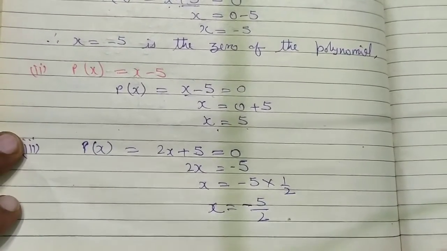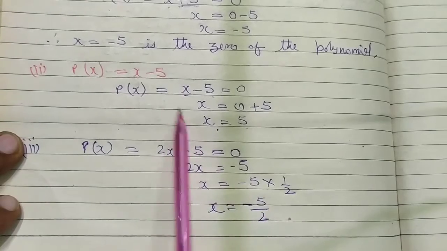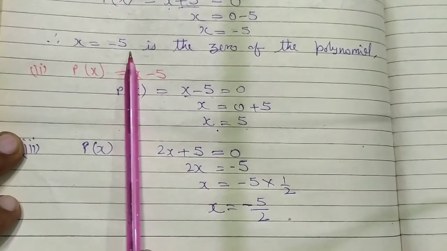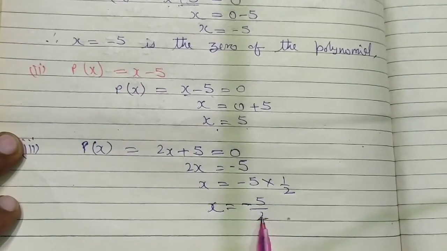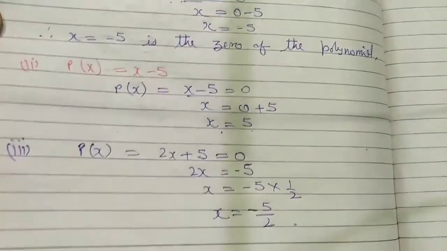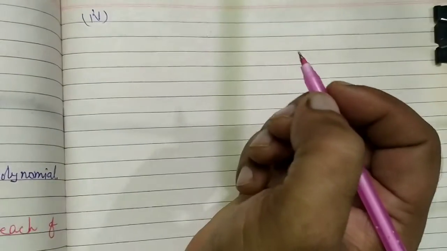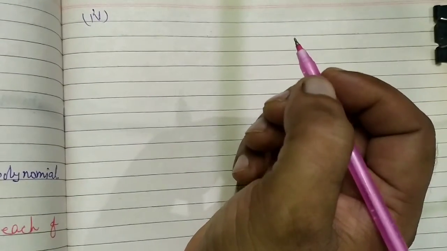I hope you got it now. p(x) is equal to this and this and this, and the statement should be this one, x is equal to minus 5 upon 2 is the 0 of the polynomial, right? I hope you got it. So let's start with another one. Okay, we have solved the 3 questions here, so let's do the fourth one.